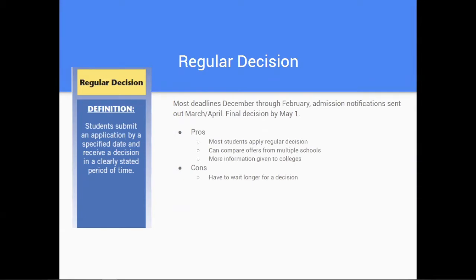One of the cons about applying regular decision is that students have a shorter window to make the decision of where they're actually going to attend. So if they're getting their results back in March and April, and they have to put a deposit down by May 1st, they don't have as much time to really think about what makes the most sense for them. They have to make that decision pretty fast.